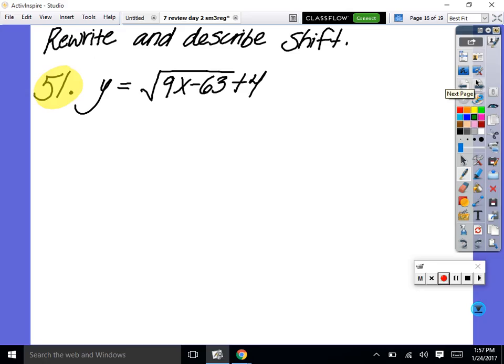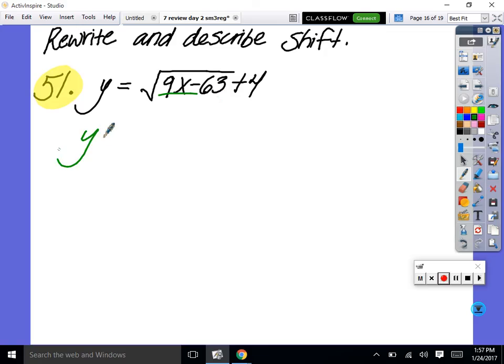Okay, number 51, it says rewrite and describe the shifts. There are some like this on the test. So first of all, looking at this, should I just say write 63 up 4? Nope, there's a problem. What's the problem? 9. I'm not going to give you that hint on the test. I'm going to say, what's the shift from the parent function? You've got to recognize that 9 is a problem.